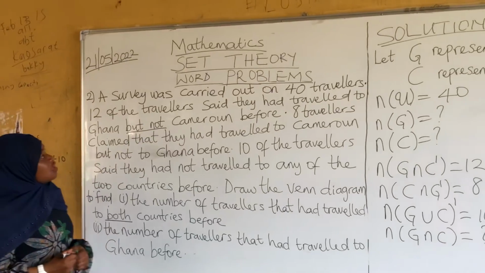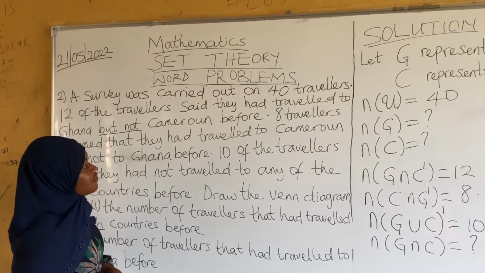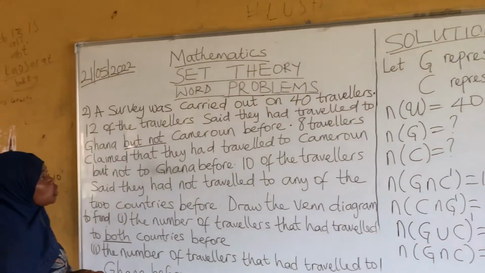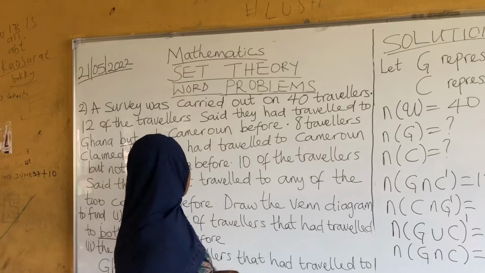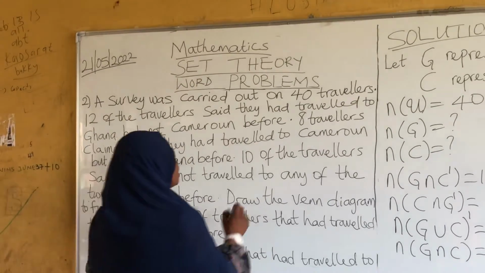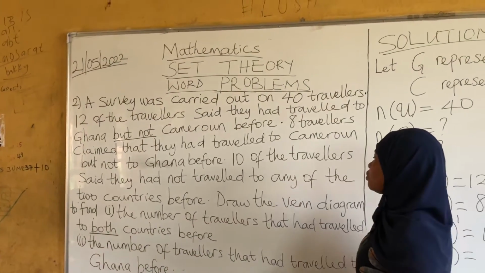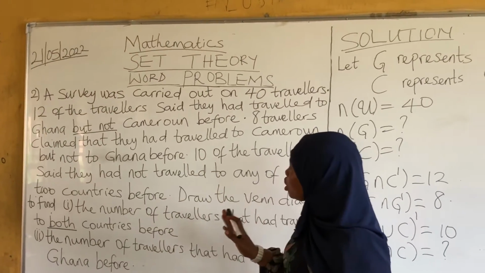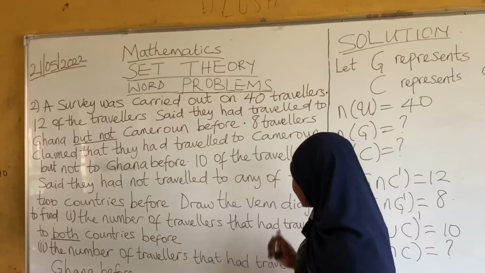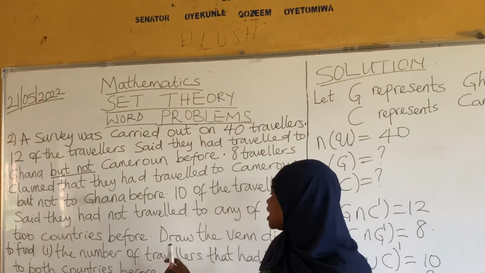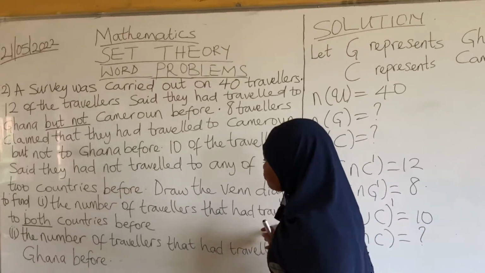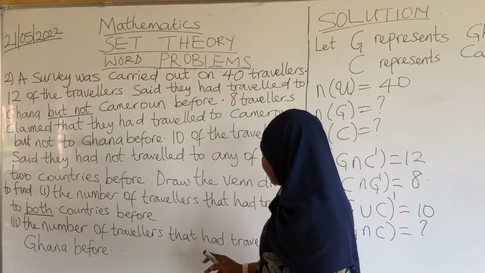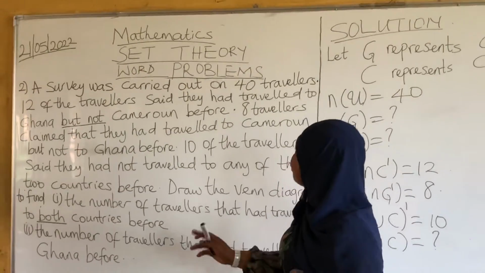Example 2. A survey was carried out on 40 travelers. 12 of the travelers said they had traveled to Ghana but not Cameroon before. 8 travelers claimed that they had traveled to Cameroon but not to Ghana before. 10 of the travelers said they had not traveled to any of the two countries before. Draw the Venn diagram to find 1. The number of travelers that had traveled to both countries before. Number 2. The number of travelers that had traveled to Ghana before.